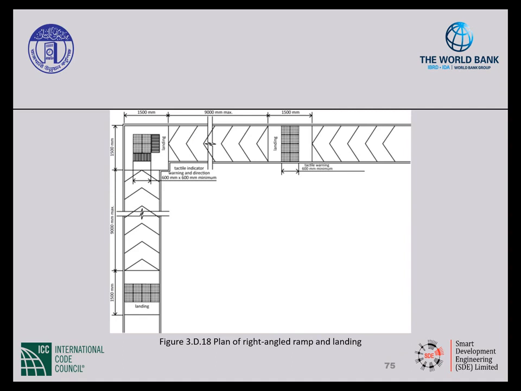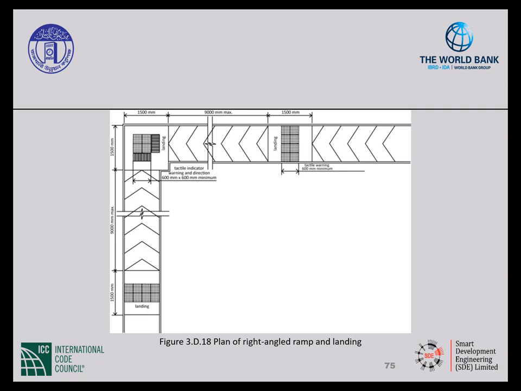So here we have an example of a ramp that changes direction. Many of the requirements are the same as that for a straight run ramp. The width is still required to be 1,200 millimeters minimum. Handrails are required on both sides of the ramp as well as edge protection. The surface of the ramp needs to be slip resistant. And provide intermediate landings where a ramp run exceeds 9 meters in length.